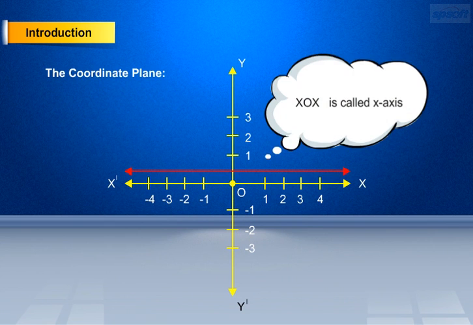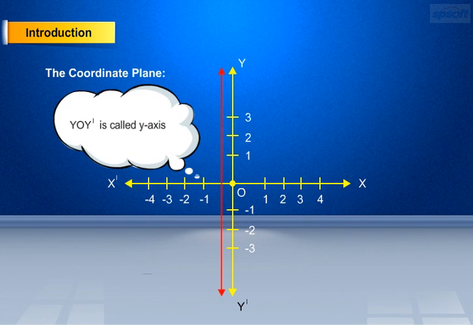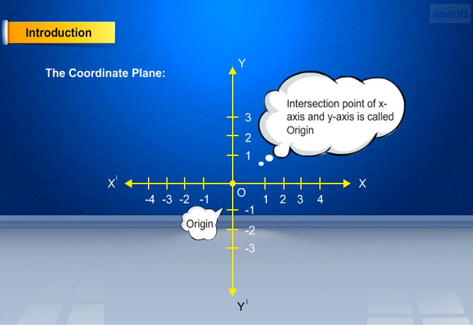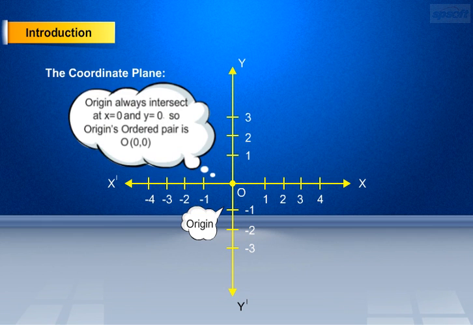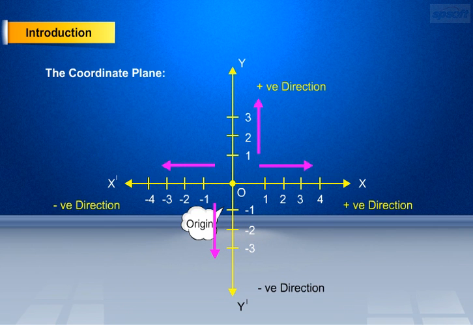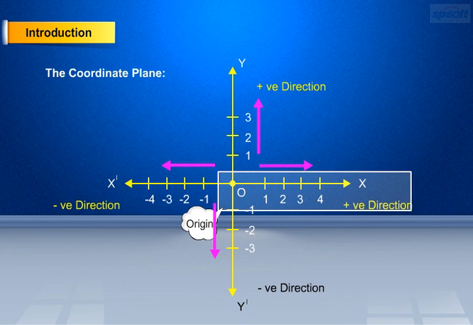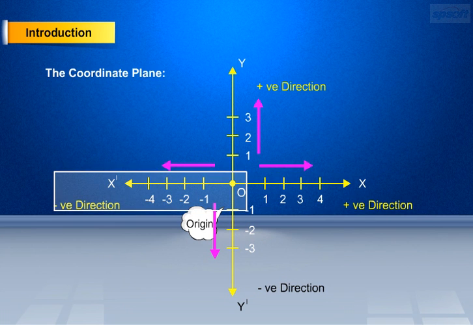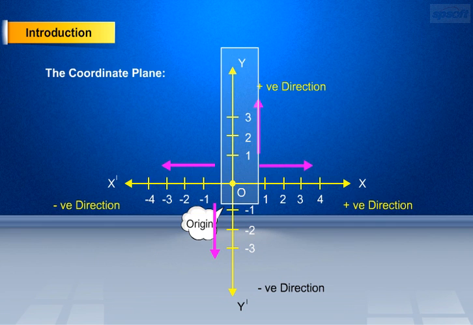Let us now learn in detail about the coordinate plane. X dash is called x-axis. Y dash is called y-axis. Intersection point of x-axis and y-axis is called origin. Origin always intersects at x equals 0 and y equals 0. So origin's ordered pair is O(0, 0). The values of x on the line OX are positive. The values of x on the line OX dash are negative. The values of y on the line OY are positive. The values of y on the line OY dash are negative.